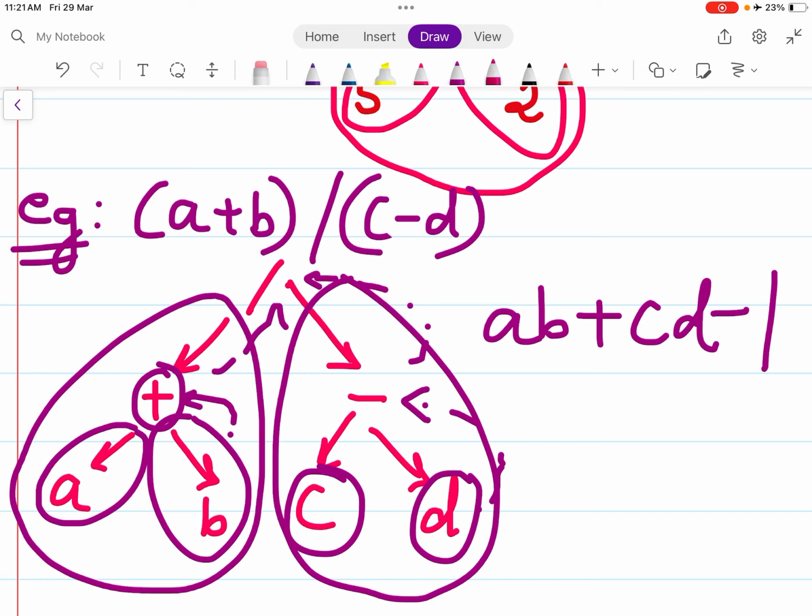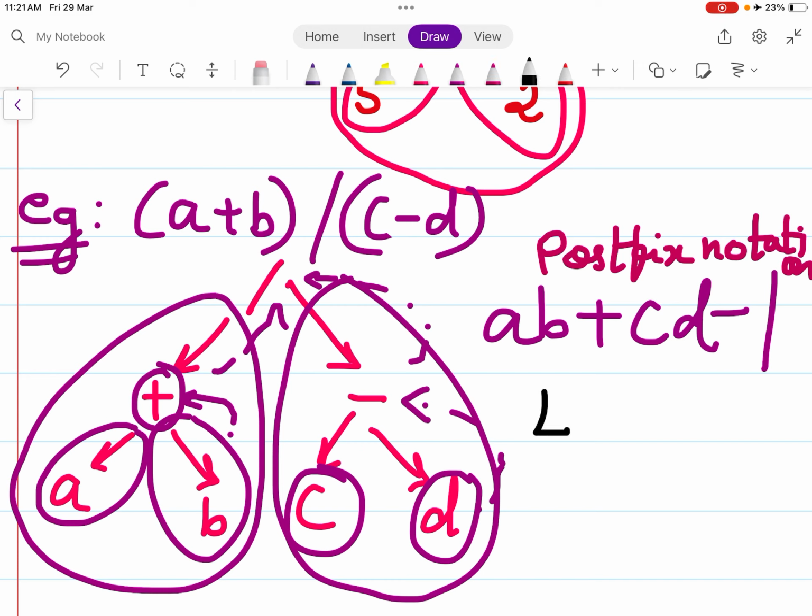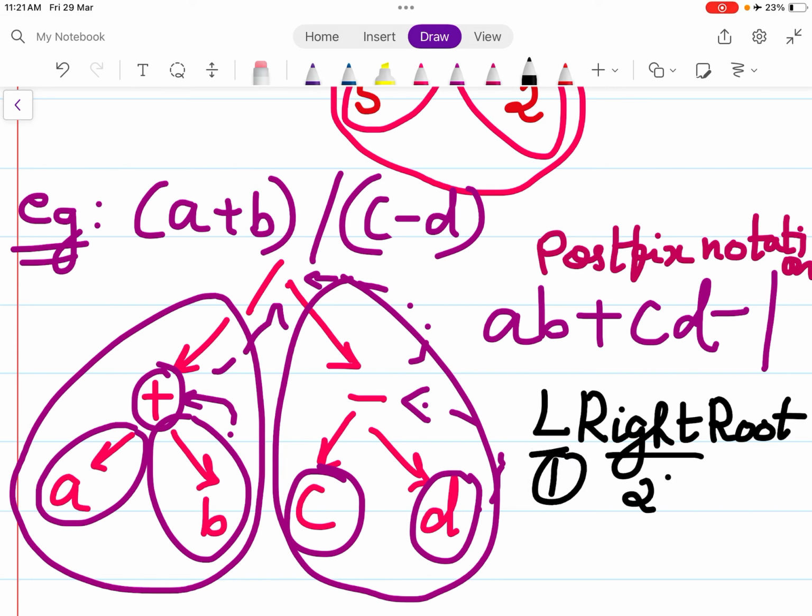So this is my postfix notation. So first draw the tree and then we see the postfix notation. Always remember, first we go to the left subtree, then go to the right subtree, and then we go to the root. So first, second and third.